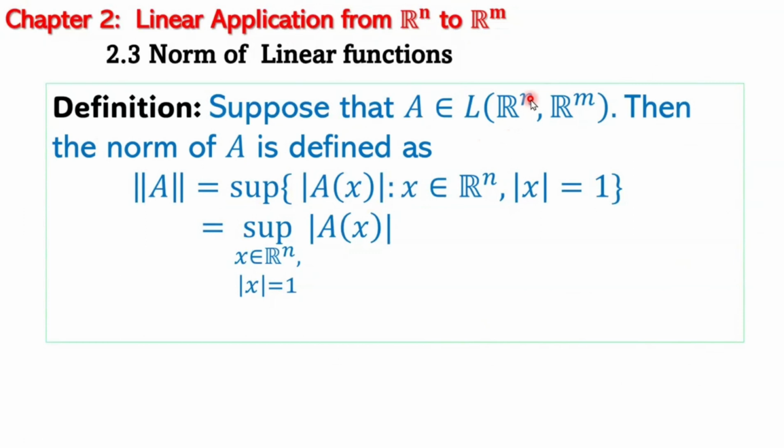Suppose that A is a linear function from Rn to Rm. Then the norm of A is defined as the supremum of the absolute value of Ax, where x belongs to Rn and the absolute value of x is equal to 1. This is one way we can express the definition. Here |x| = 1 means that the components of x in Rn satisfy x1 squared plus x2 squared plus x3 squared, and so on, equals 1.